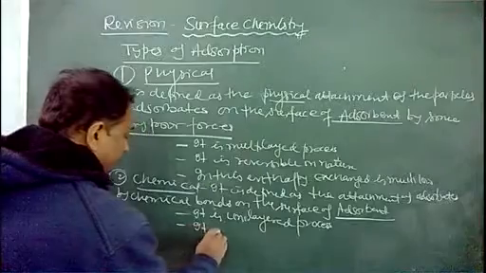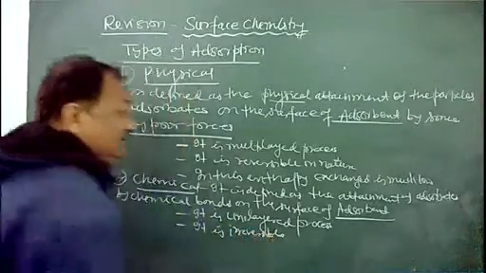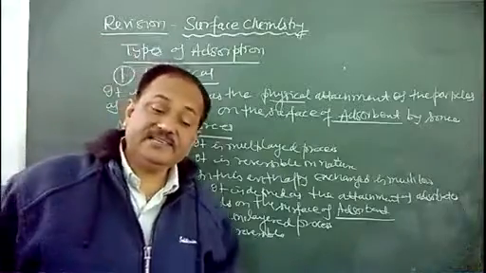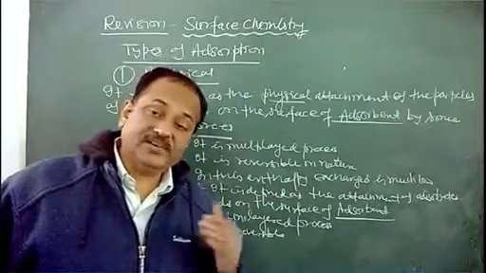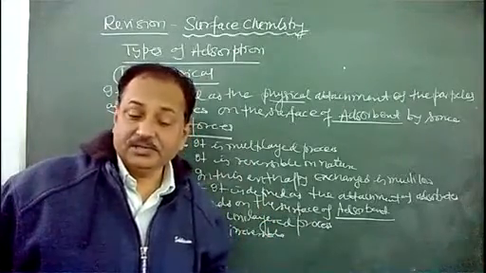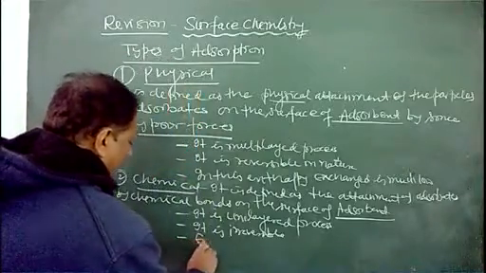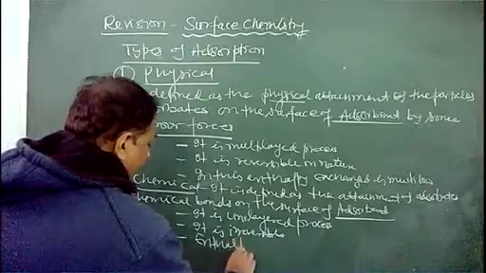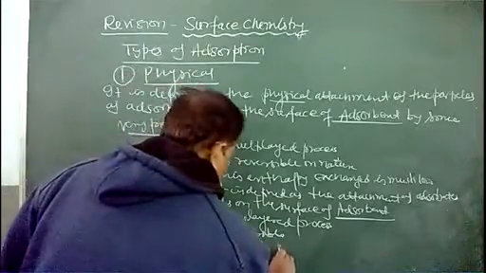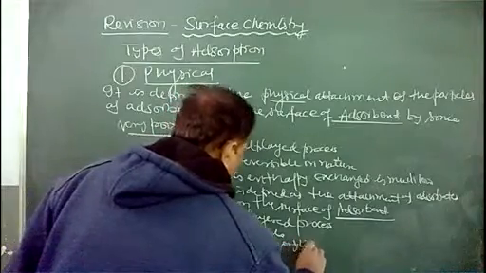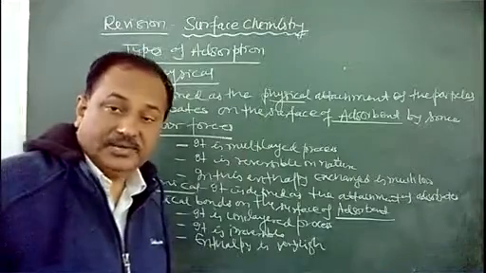Second, it is irreversible. Why is it irreversible? Because once the chemical reaction has taken place, the products can rarely be converted back into the reactants. And enthalpy is very high. Enthalpy is very high, children. So this is all about today's lecture.